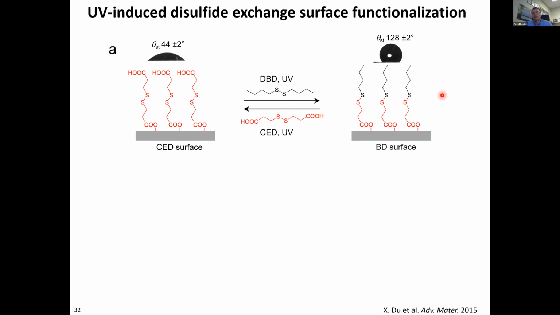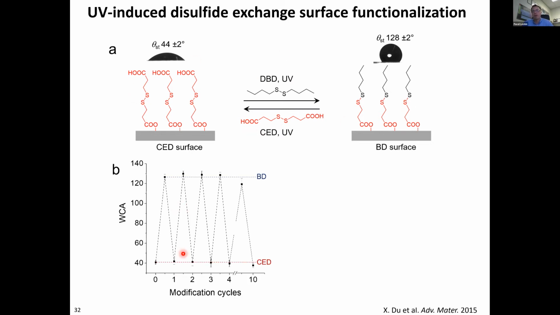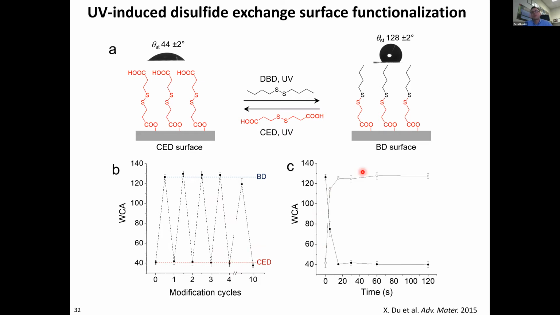But what is interesting here is that you still produce a disulfide-functionalized surface. It's still the same chemistry, it's still photoreactive, and it can be modified again with a different disulfide. You can take the surface and functionalize it multiple times. You can switch back and forth using the same chemistry between different functional groups. And this reaction is quite fast and can be finished within seconds.